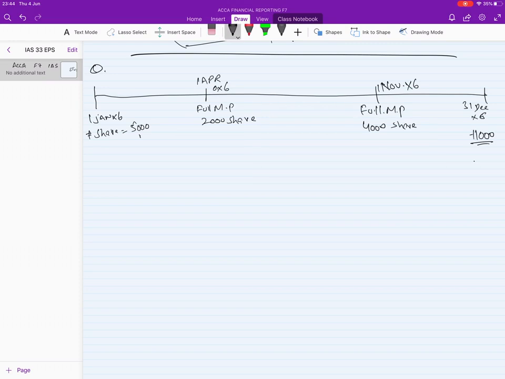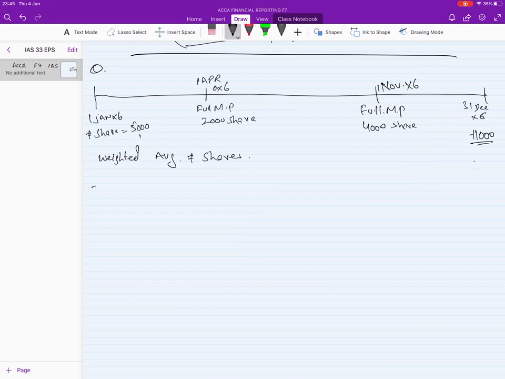I've already told you, if the number of shares is the same for the opening balance and the closing balance, just put the profit divided by the number of shares and you will get the answer. But here, because in 1 year the company changed or issued the number of shares, you have to calculate the weighted average number of shares.